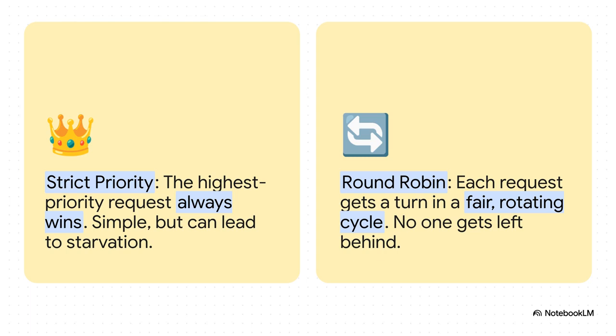So how on earth does this traffic cop decide? Well, it basically follows one of two rulebooks. The first is called strict priority. It's simple. The highest priority request always wins. Super efficient, but it means a lower priority packet could get stuck waiting forever. The other option is round robin, which is way more fair. Everybody gets a turn in a nice, orderly cycle. No one gets left behind.